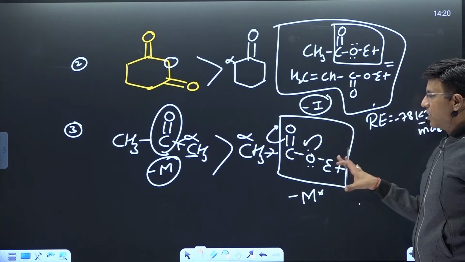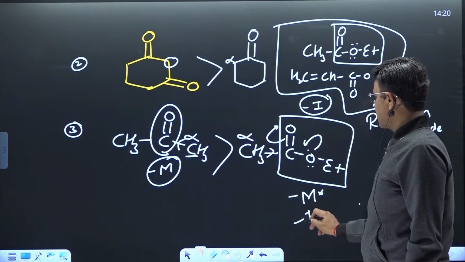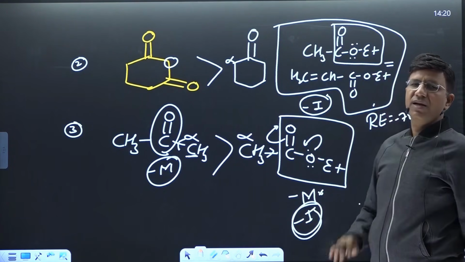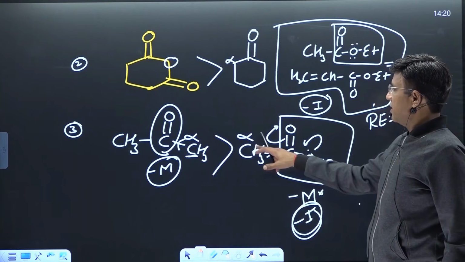So whenever you consider any effect of an ester, you should take the dominating effect. Which one will you consider for its acidic strength? You should neglect the minus I and minus M effects. Do you understand? Okay, there is minus M, but it's not.